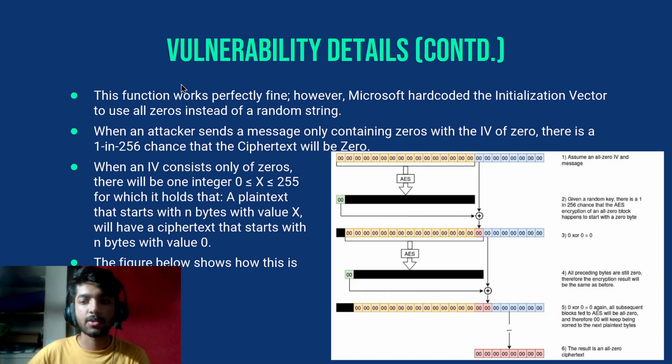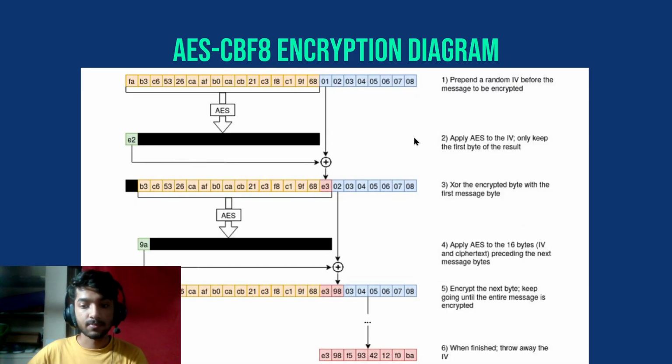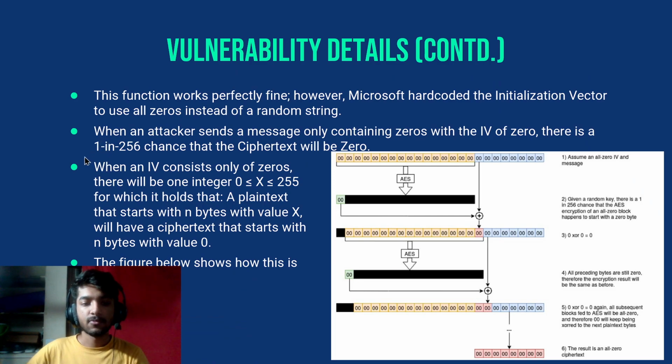However, Microsoft hard-coded the initialization vector to use all zeros instead of a random string. When an attacker sends a message only containing zeros with an IV of 0, there is a 1 in 256 chance that the ciphertext will be 0. This is the IV, and we are hoping that the first byte will be 0. When an IV consists only of 0, there will be one integer x, 0 ≤ x ≤ 255, for which it holds that a plaintext that starts with n bytes with value x will have a ciphertext that starts with n bytes with value 0.